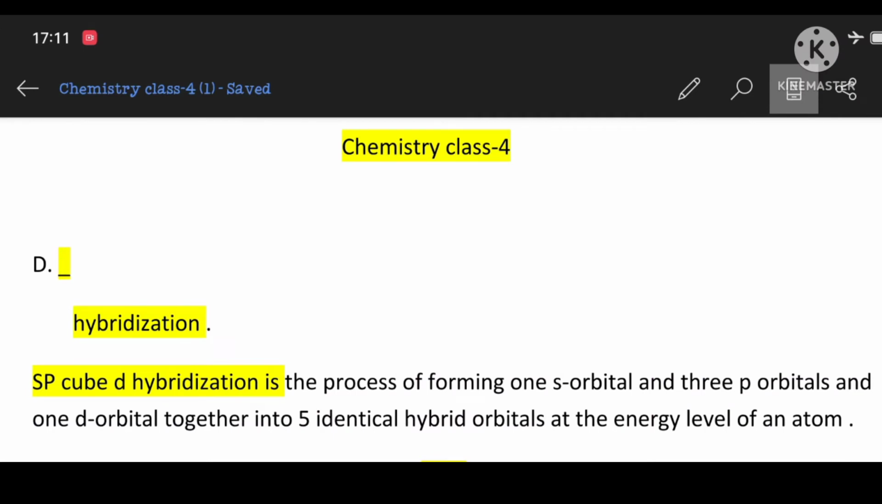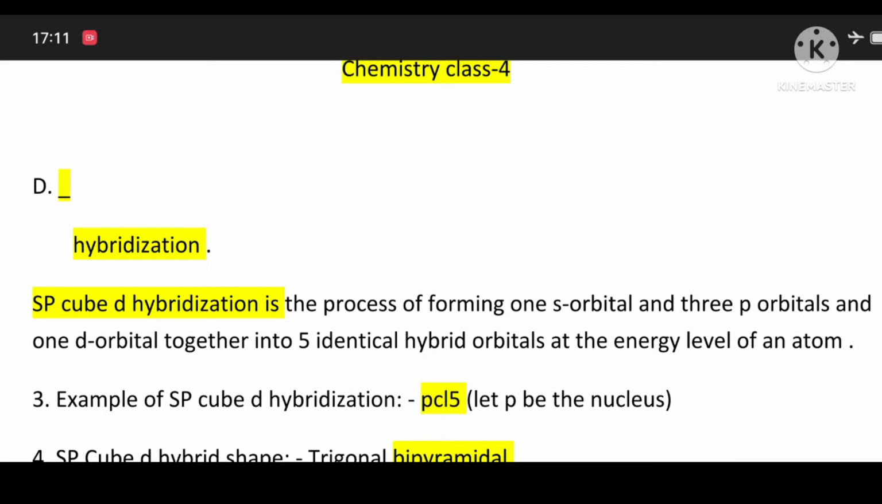Hi friends, this is chemistry class 4. Today we are discussing sp3d hybridization and sp3d2 hybridization and some gas laws.